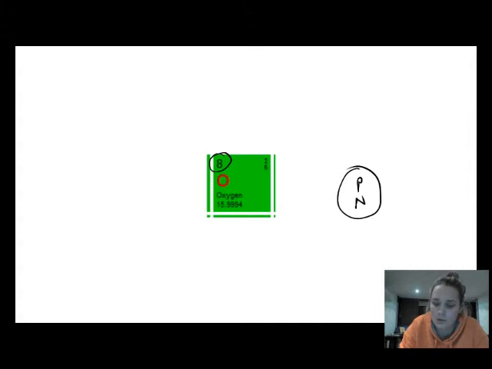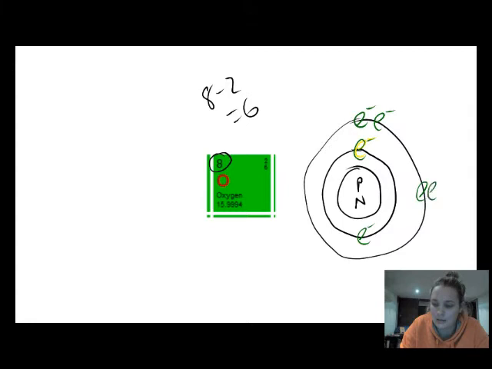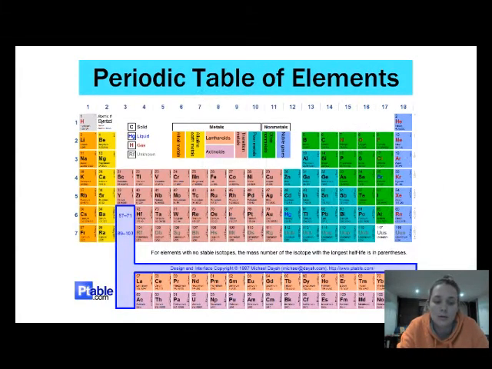So I have my first shell, and I have 2 negative electrons. Then I have my second shell, and I go 8 minus 2 gives me 6. So I need to fit 6 more into this shell. 1, 2, 3, 4, 5, 6. So I have 6 in the second shell, 2 in the first. If I go back to my periodic table, second period tells me that I should have 2 shells.